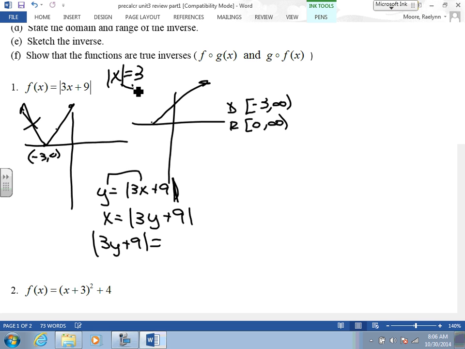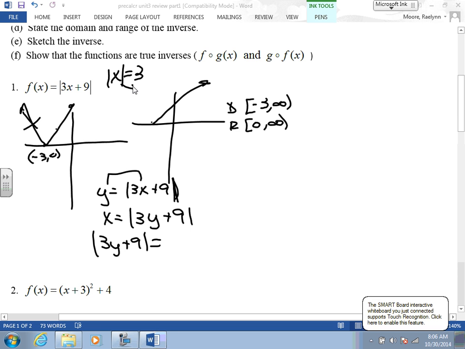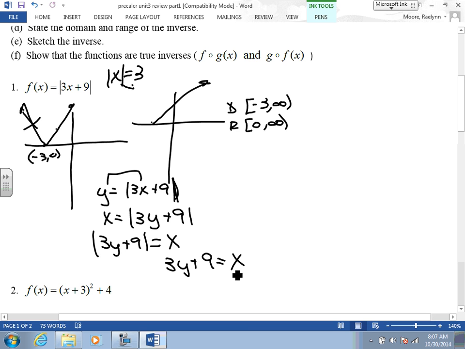I'm not working for some reason. Okay, I'm back working. Alright, so we're taking the positive root. So we're going to take this out and set this to positive x. If we were decreasing, we would set it to the negative x. So we want to solve for y. Subtract 9, divide by 3. Last step, replace this with your inverse notation.